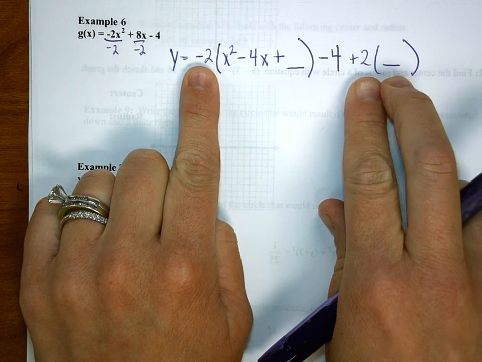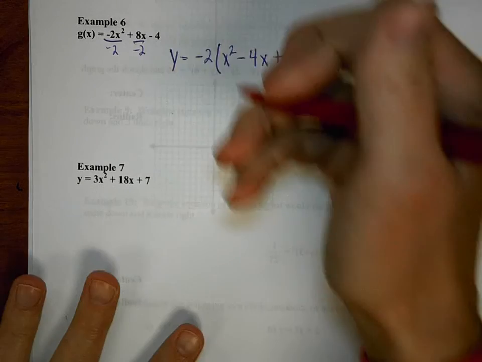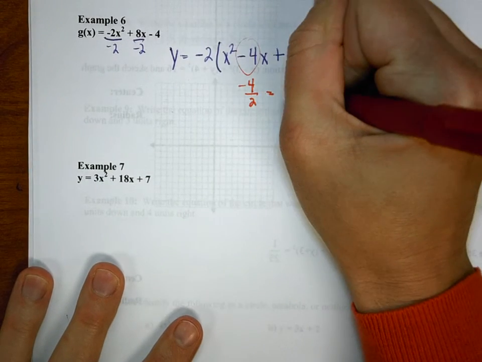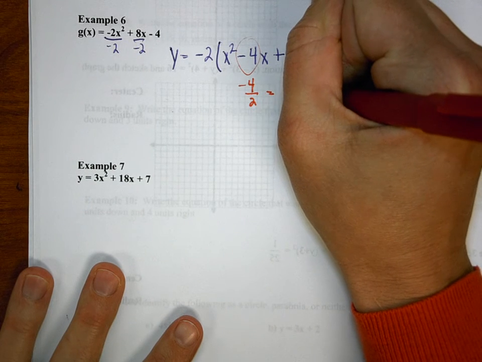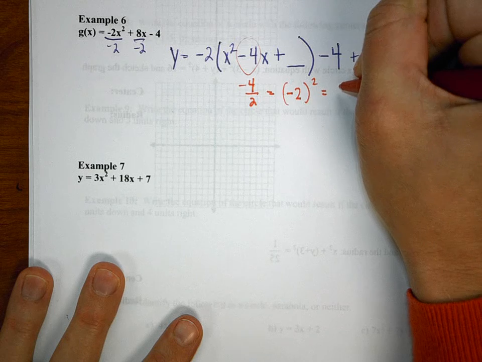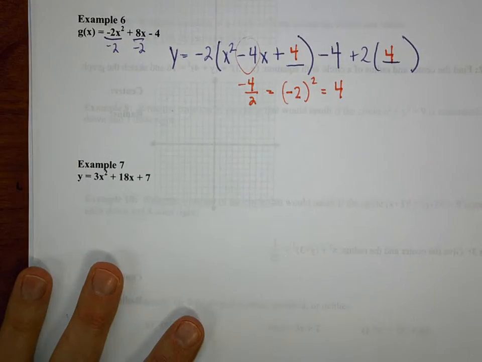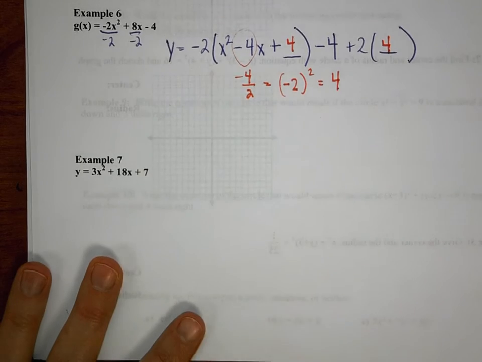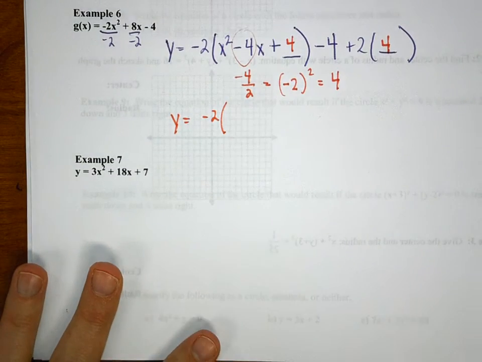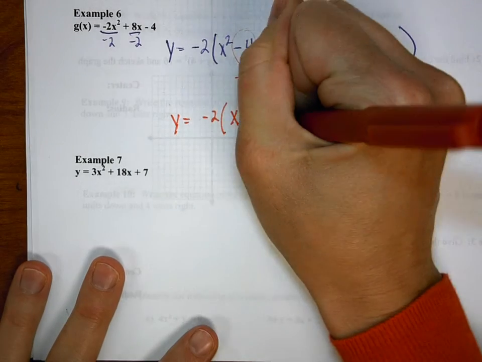All right, what is our next step now? Very good. We take negative 4. Negative 4 divided by 2 makes negative 2, and negative 2 squared makes a positive 4. So positive 4 goes in each of these blanks. When we complete this square, we have y equals negative 2 parenthesis, and what will it be? x minus 2 squared. Very good.